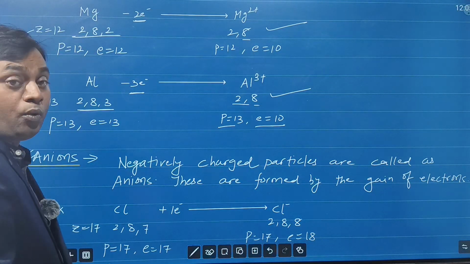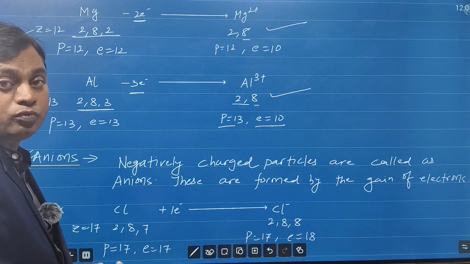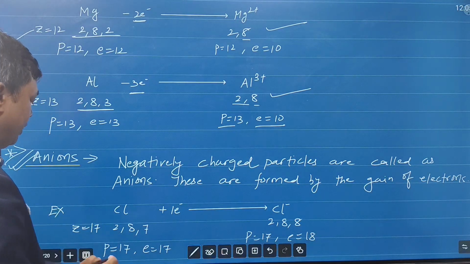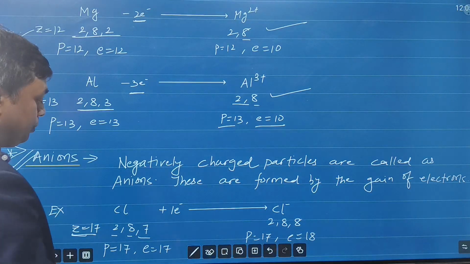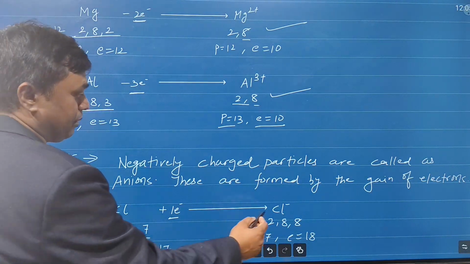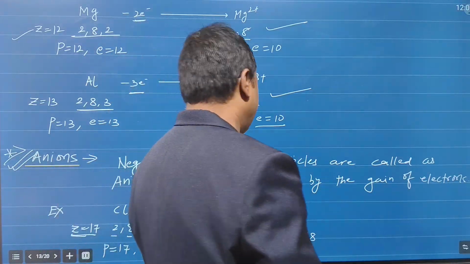Am I clear? What do you mean by anions? Anions are nothing but negatively charged ions. How are they formed? By the gain of electrons. Like chlorine, atomic number 17, 2, 8, 7. To become stable, it gains 1 electron and becomes the Cl minus ion, 2, 8, 8. In this way, cations and anions are formed.